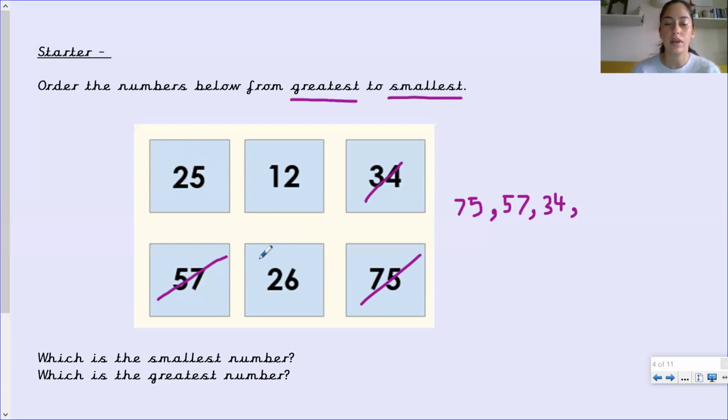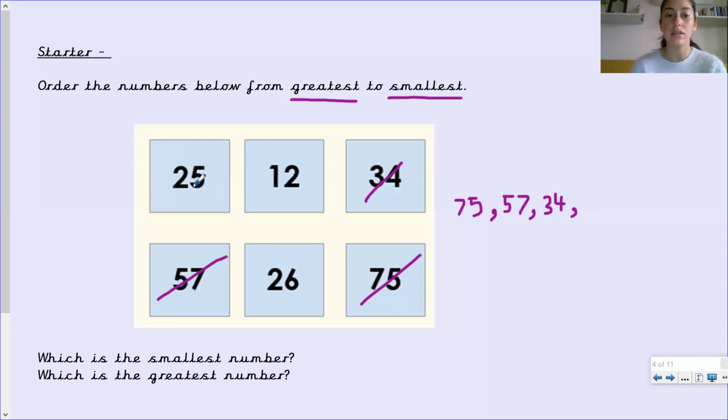How about these numbers that we've got left? Which is the greatest number out of these? What do you notice? Well, we can see that 2 of the numbers have got 2 in their tens column. So how do we decide which one's the greatest number out of these 2? Well, we need to then look at the next column, which is the ones column. Which one has a greater or bigger number in its ones column? 26, because it has a 6 in its ones column, whereas 25 has a 5 in its ones column.